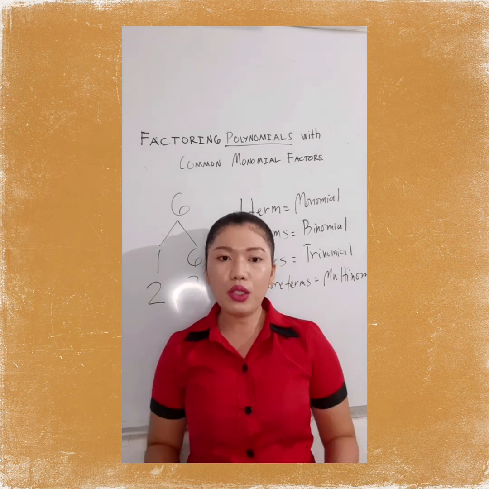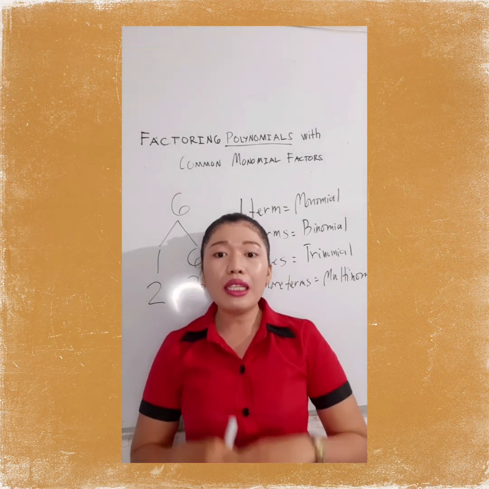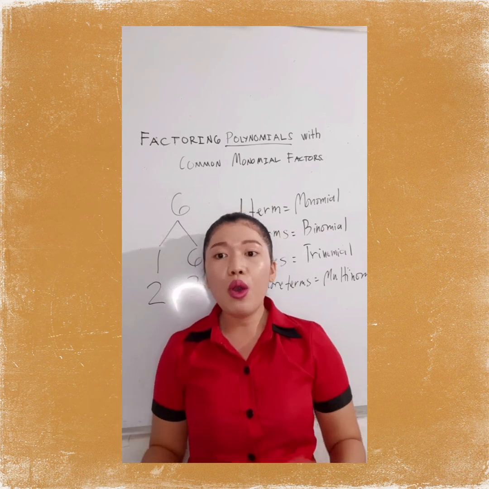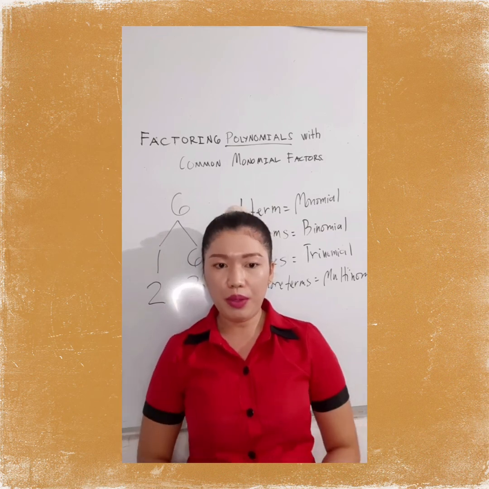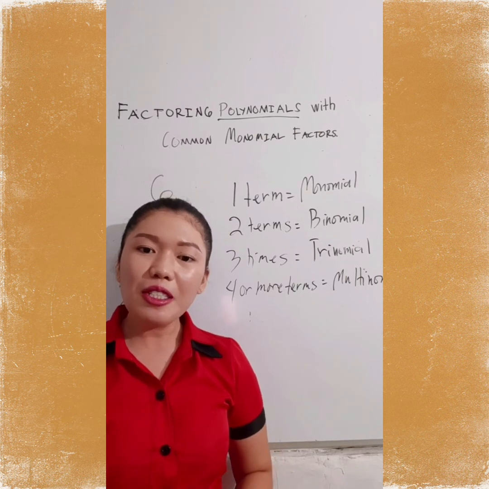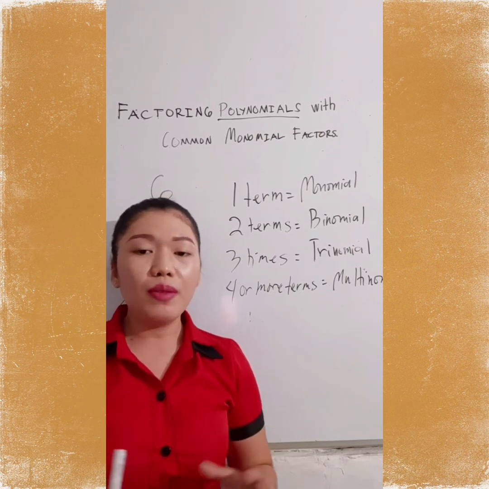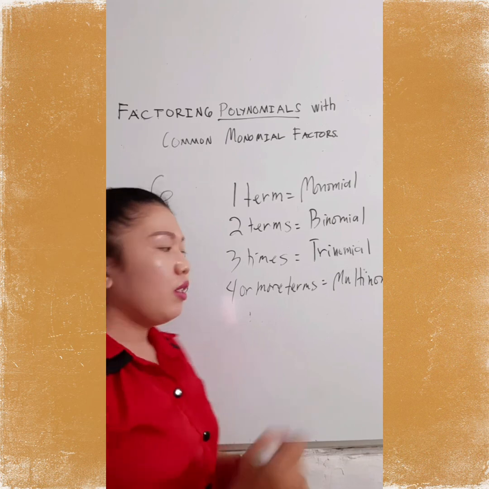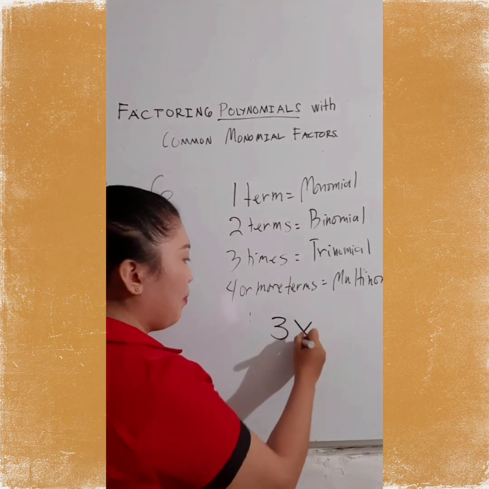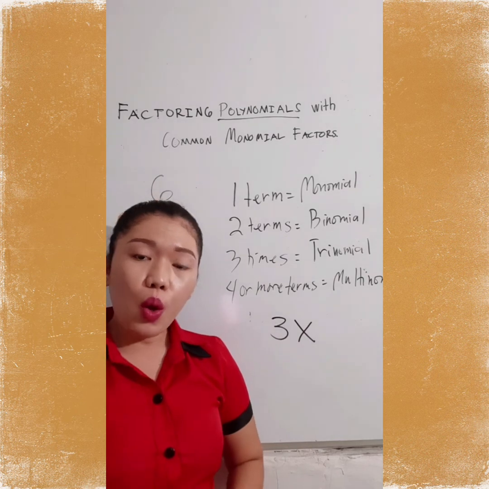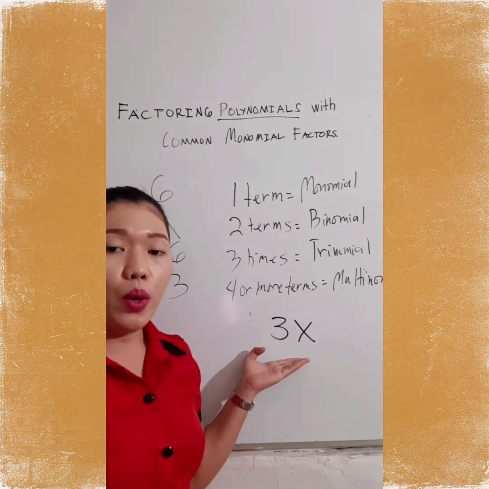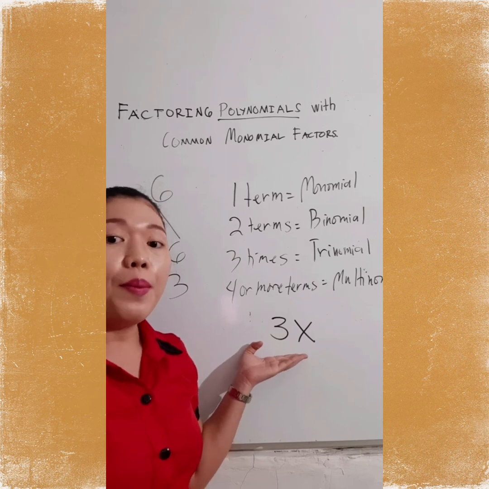Now, the question is, how do we know that this is 1 term, 2 terms, 3 terms, or 4 or more terms? Terms are divided by plus or minus signs. For example, let us consider the expression 3x. Since there is no plus or minus sign, it is composed of 1 term, and this is a monomial.